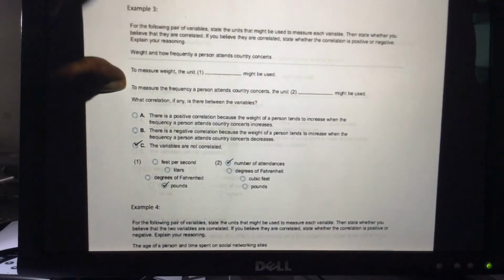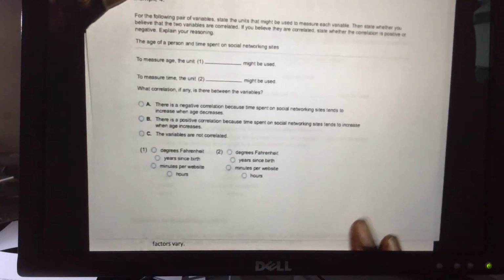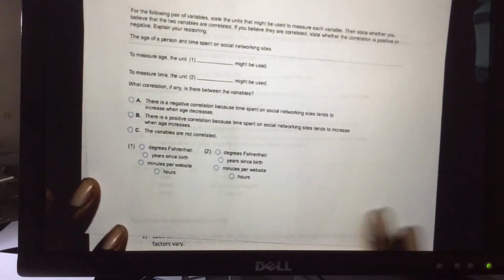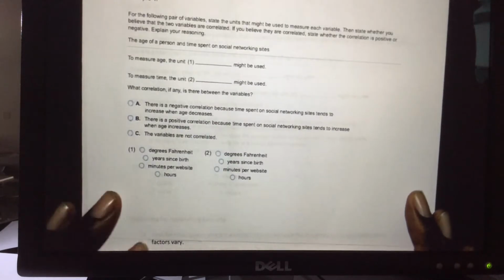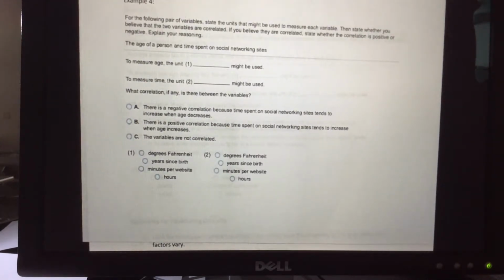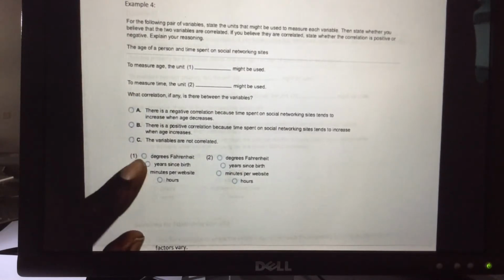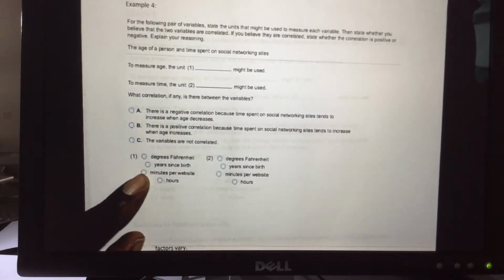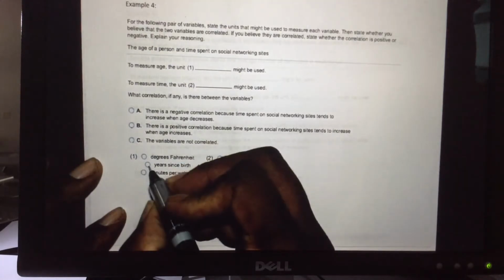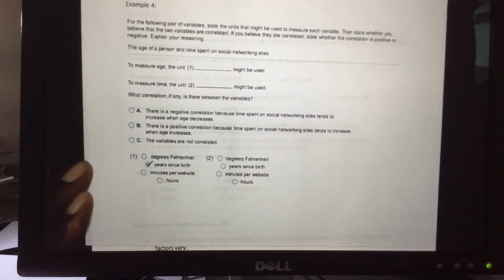Okay. All right, here's another example. Okay, in this case here, you're going to state the units that might be used to measure each variable, then state whether you believe that the two variables are correlated, and if so, state whether the correlation is positive or negative, and explain. Okay, the age of a person and time spent on social networking sites. Well, to measure age, which of these units do we need to use? Well, based on that, we have to look at the years since a person was born.